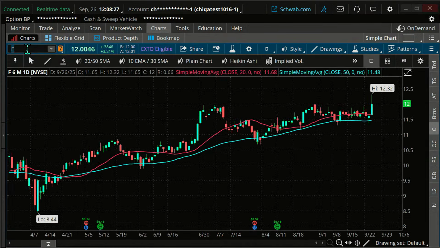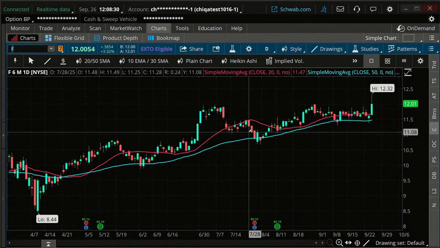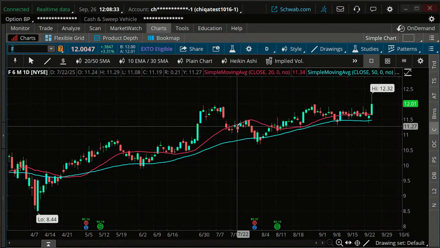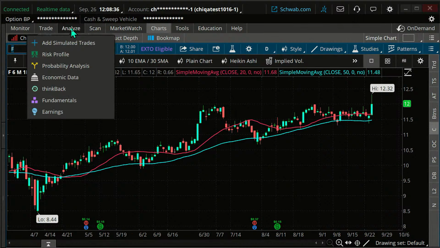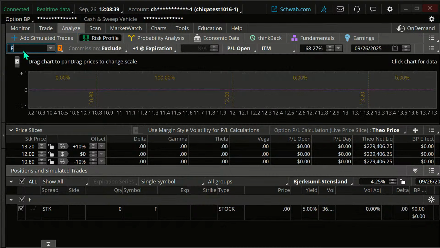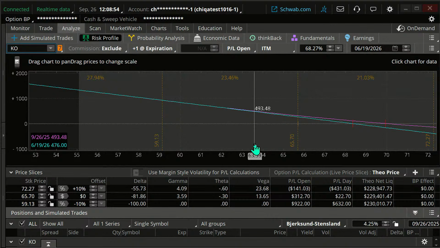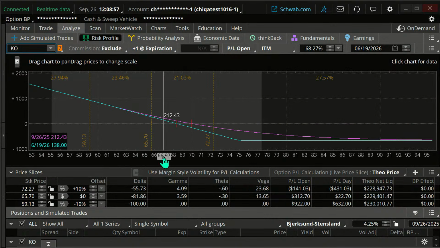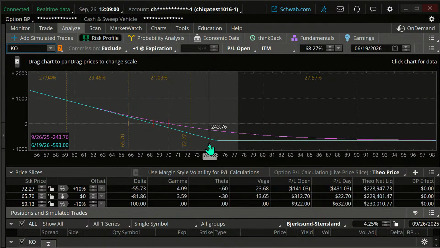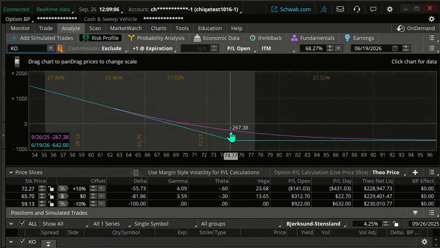Now, realize if you want to analyze a trade, you can look at existing trades you have. So for example, if I go to the Analyze tab and Risk Profile, and I type in KO, you can see right down here, I've got a long put on KO. And you can see it visualized right here. I'll tell you all about how to read this chart in just a minute, but this is a long put right there. I wanted to simplify this for you with a single option, because some of you may not be as familiar with something like an iron condor, which we'll look at in just a little bit.